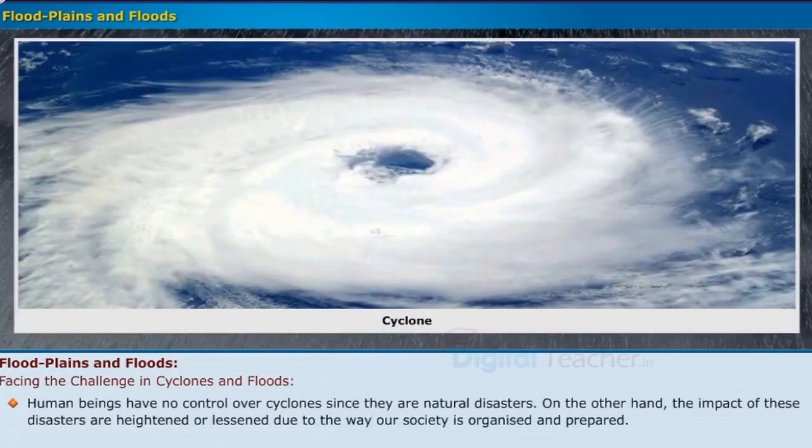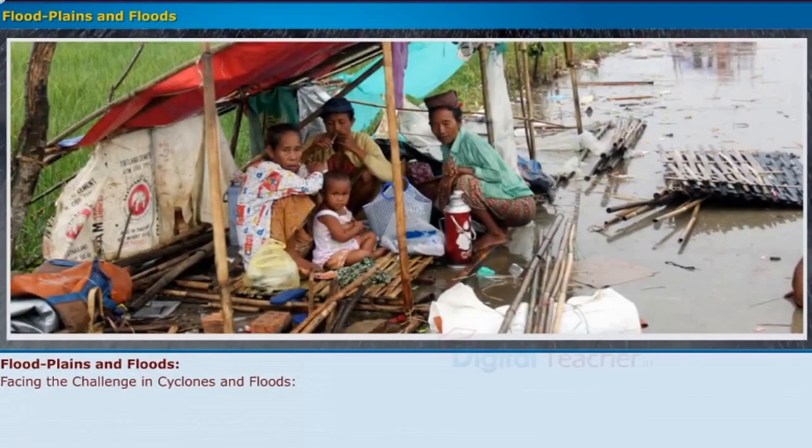Human beings have no control over cyclones since they are natural disasters. On the other hand, the impact of these disasters is heightened or lessened due to the way our society is organized and prepared. Let us learn about the cyclones and floods in more detail.